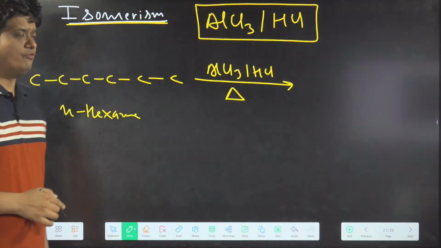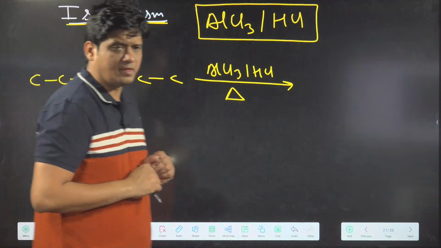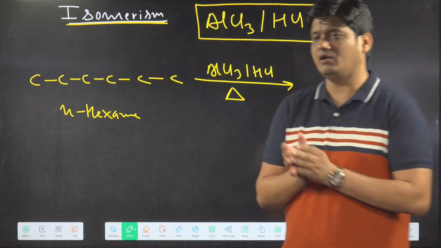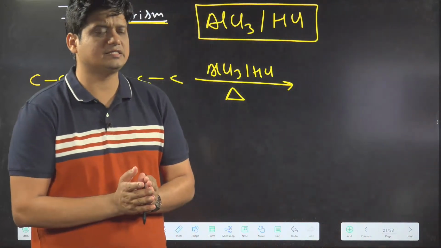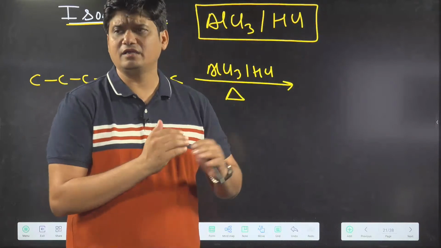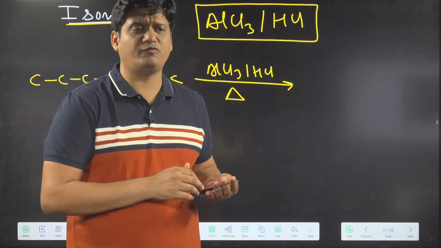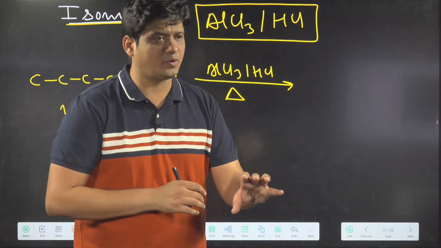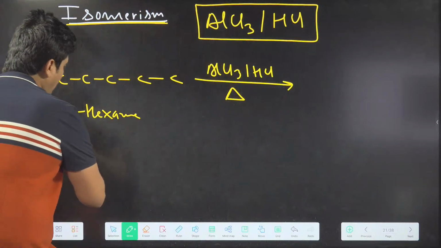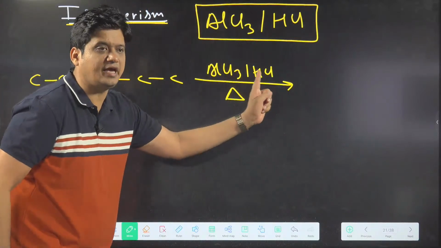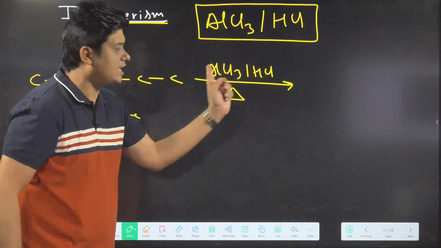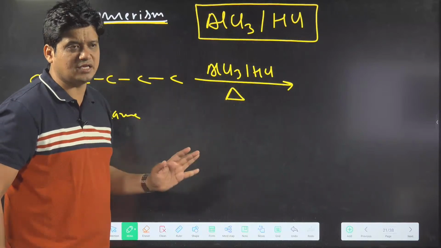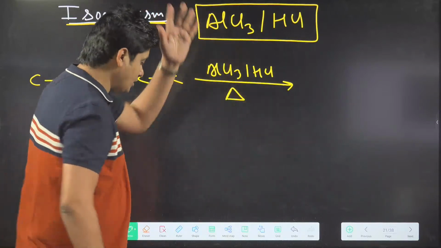So what will happen? Multiple products will form, but we have to focus on the major products. You know that in organic chemistry, our main target is the major product, because in an organic reaction, in most cases, many products are formed. Here we are using normal hexane treated with AlCl3 and HCl with heating. This is the identification of an isomerization reaction for an alkane.